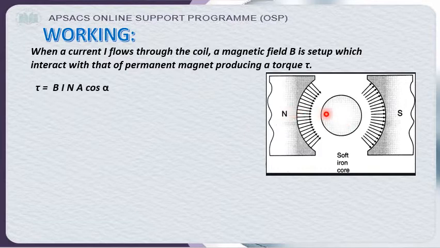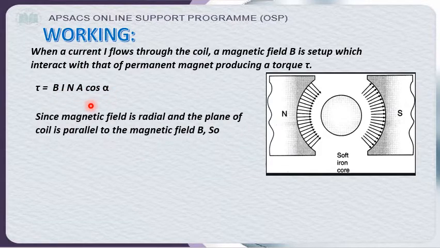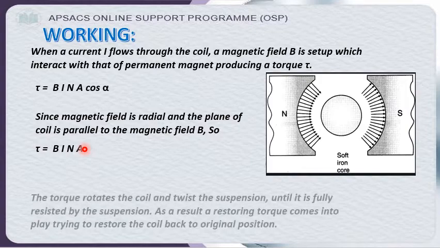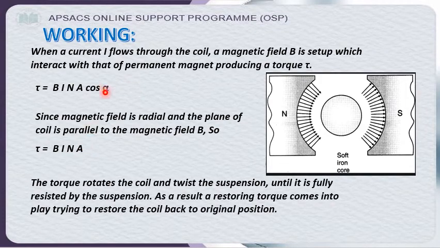So according to the construction and that rectangular coil, we know that there is a torque that is produced in that coil, so torque will be equal to BINA cos alpha. And since the magnetic field is radial and the plane of the coil is parallel to the magnetic field, alpha is equal to 0, so cos 0 is 1, and torque is BINA.